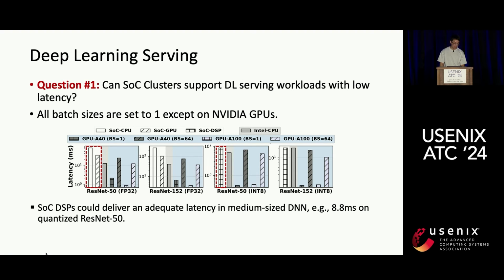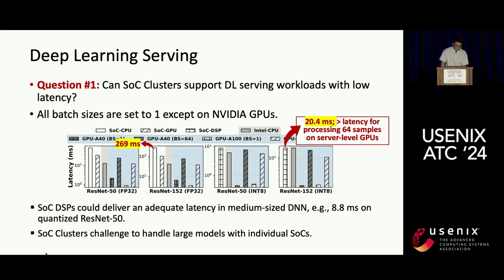Our results show that the SoC DSPs could deliver adequate latency in medium-sized DNNs, like nearly 9 milliseconds on the quantized ResNet 50 using SoC DSPs. Meanwhile, the SoC clusters struggle to handle large models with individual SoCs. For example, the inference latency of the ResNet 152 is nearly 270 milliseconds using the SoC CPUs. The quantized ResNet 152 may take nearly 20 seconds, but it is still longer than processing 62 samples on a server-level GPU.